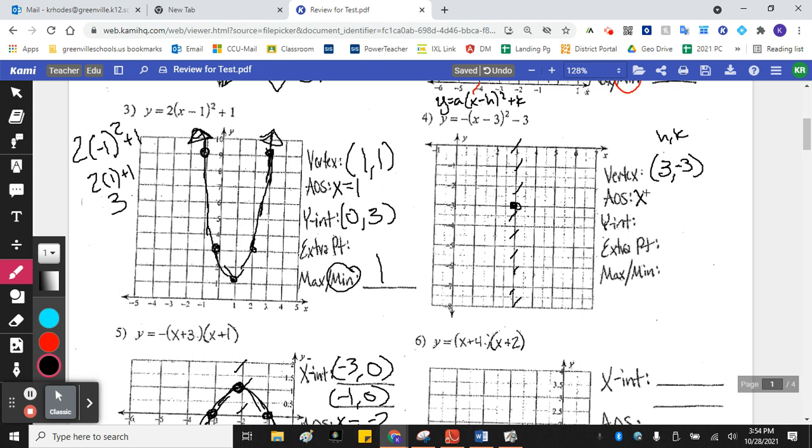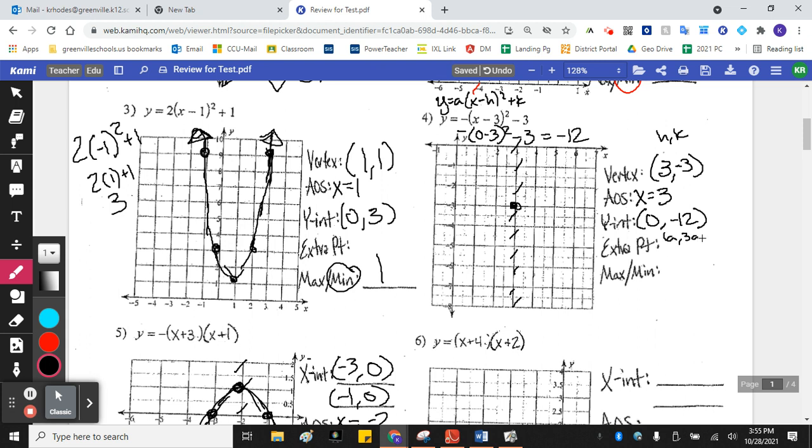Axis of symmetry always goes through your vertex. So if your axis of symmetry is 3, the x of your vertex is 3. If the x of your vertex is 3, the axis of symmetry is 3. Y-intercept, plug in 0. Negative 0 minus 3 squared minus 3 is negative 12. 0, negative 12 is off the graph, which means it'd be going down.